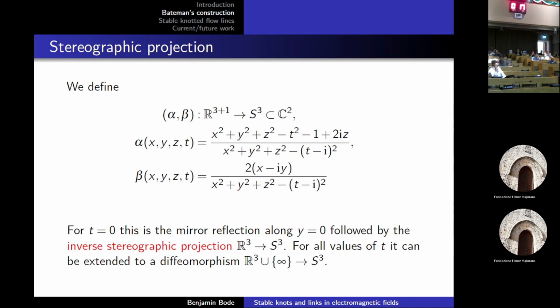For t equals 0, these maps are just a mirror reflection in R3 by the y equals 0 plane, followed by the inverse of the stereographic projection. So you map from R3 to S3. And in particular, this map for a fixed value of t will extend to a diffeomorphism from R3 and the point at infinity to the unit 3 sphere.